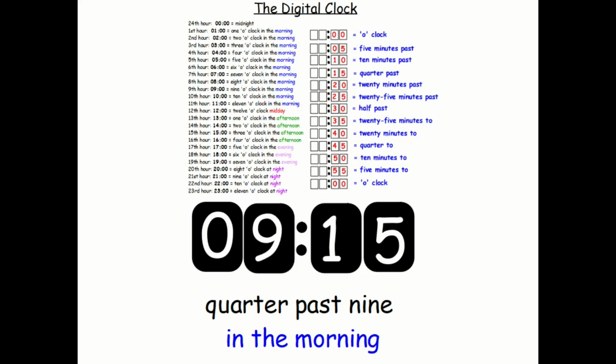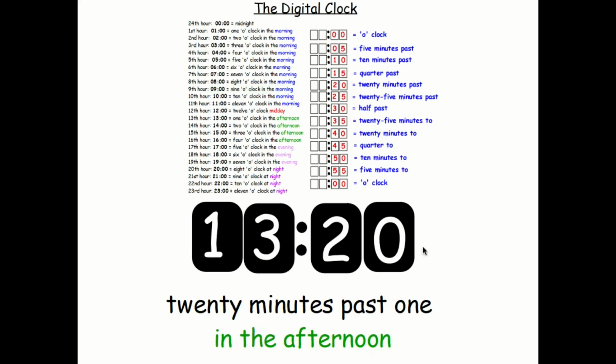Next example. It's not enough just to say 09:15. What does that actually mean? Well, let's have a look. 15 means quarter past. 09 is 9 o'clock in the morning, so we say that this is quarter past 9 in the morning. What's going on here now? This is 20 minutes past, because we can see it here. 20 means 20 minutes past, and 13 is 1 o'clock in the afternoon. So this is 20 minutes past 1 in the afternoon.